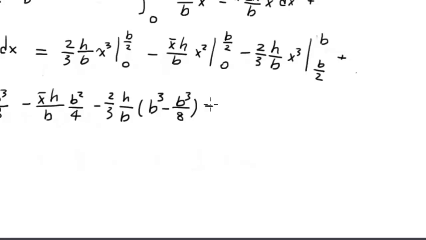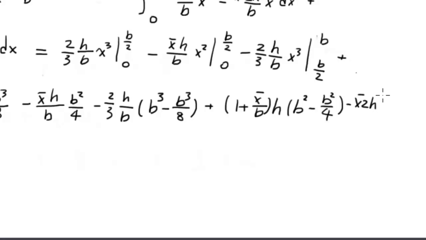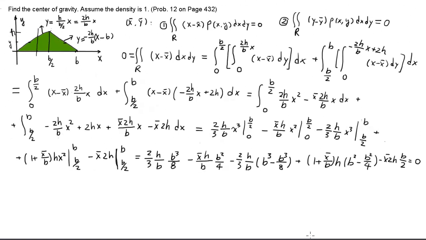And keep going, and plus 1 plus x bar over b, and then we have h over here, and we have b squared minus b squared over 4. And the last one over here is simply negative x bar 2h, and b minus b over 2 is simply b over 2. And we have this whole thing equal to 0. Now we need to do the simplification over here. So this is what we have.